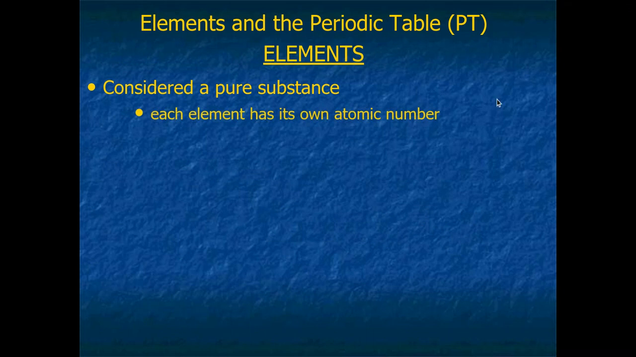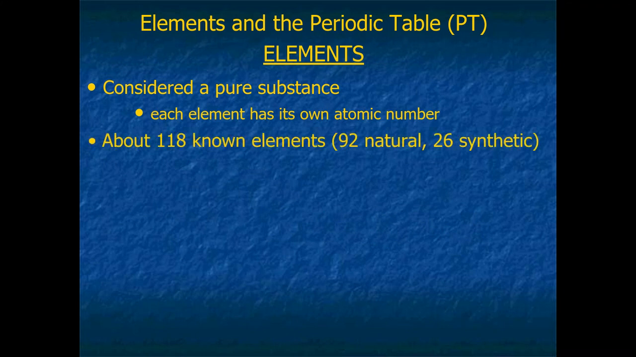And as we mentioned earlier, each element has its own atomic number. There are no repeating atomic numbers for any other elements. No two different elements have the same atomic number. And again, we'll discuss that a little bit later. There are about 118 known elements. 92 are natural, very stable. And then we look at what we call synthetic elements, which even scientists can make, but they're not very stable. They don't really last long under room conditions.